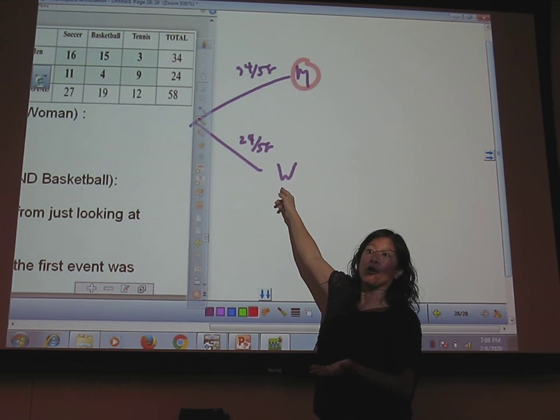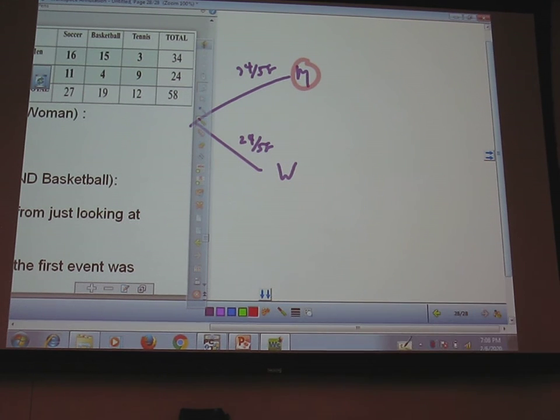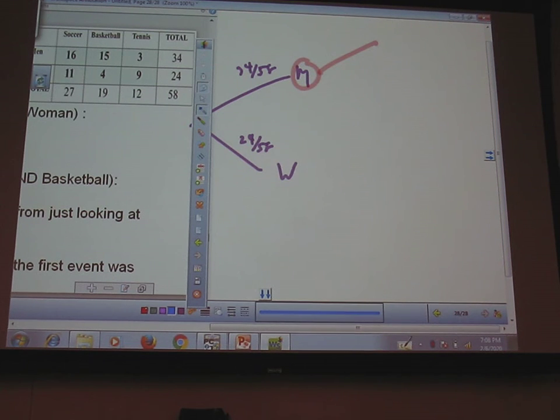So now everything's out of those 24. Where do those 24 go? Some went there, someone went there, someone went there. So then you have your sport: soccer, basketball, tennis. And out of these 34 men, how many went to soccer? 16 out of 34. Make sense? Because you know that they're just these 34 men. Basketball, 15 out of 34. Tennis, 3 out of 34.